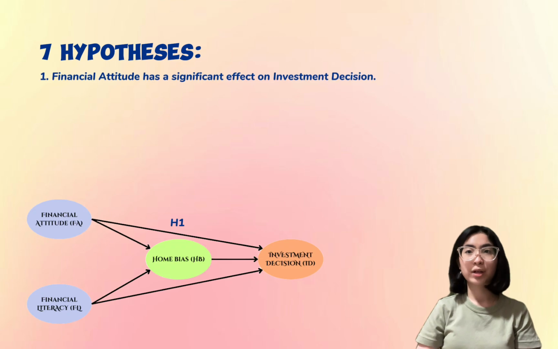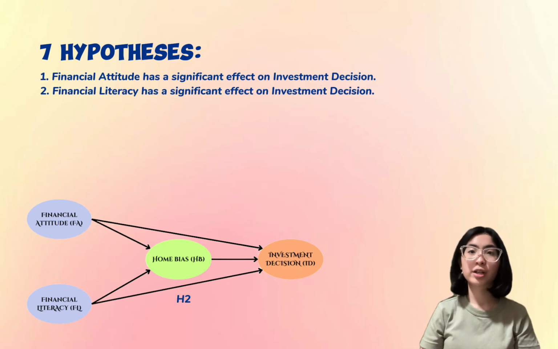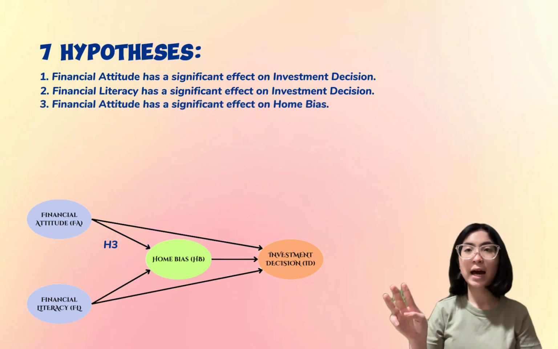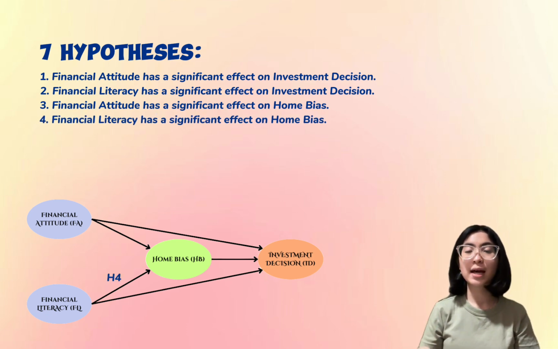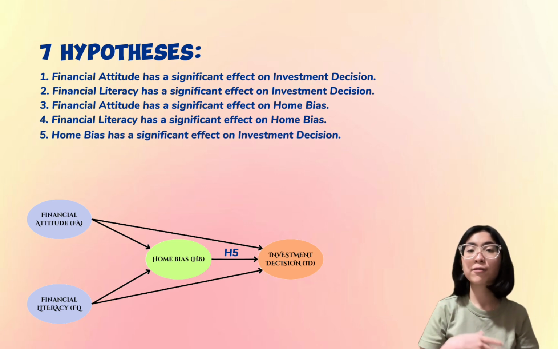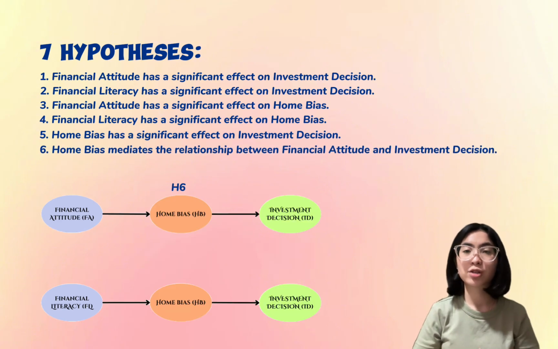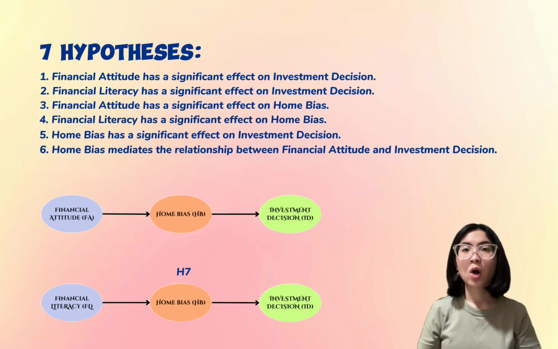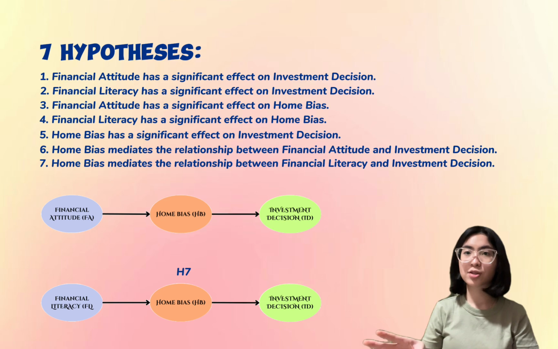First one is financial attitude has a significant effect on investment decision. 2. Financial literacy has a significant effect on investment decision. 3. Financial attitude has a significant effect on home bias. 4. Financial literacy has a significant effect on home bias. 5. Home bias has a significant effect on investment decision. 6. Home bias mediates the relationship between financial attitude and investment decision. 7. Home bias mediates the relationship between financial literacy and investment decision.